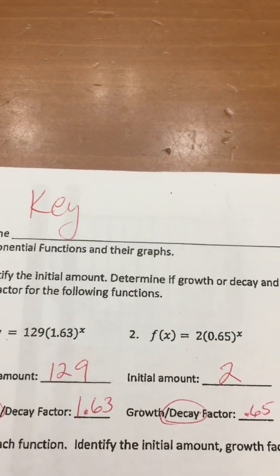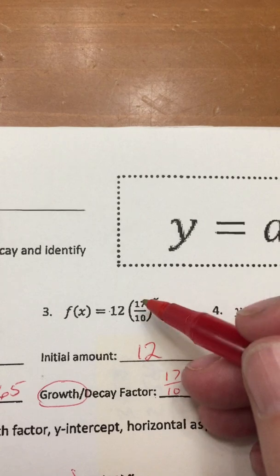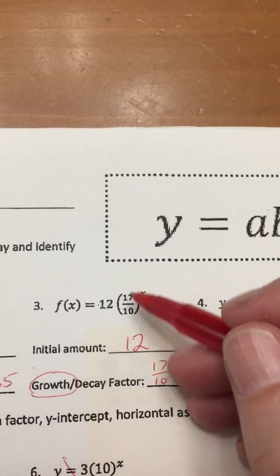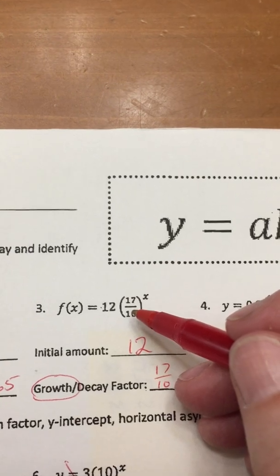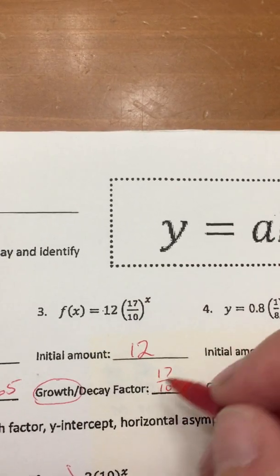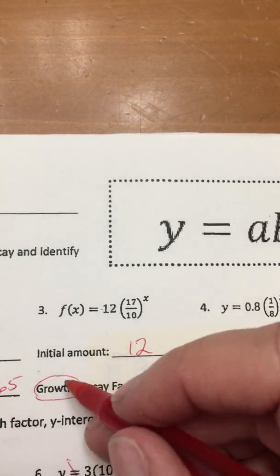Hopefully you paused the video, and now you're going to go check your answers. So the initial amount was 12, and 17/10 was your factor. The question is, was it bigger than 1 or less than 1? You can go put 17/10 in the graphing calculator under the add subtract screen and hit Control Enter, and it will change it to a decimal, in which case it was 1.7. And of course 1.7 is bigger than 1, so it is growing.